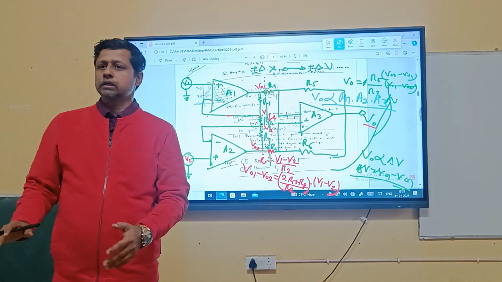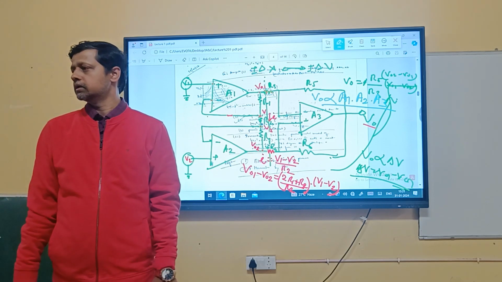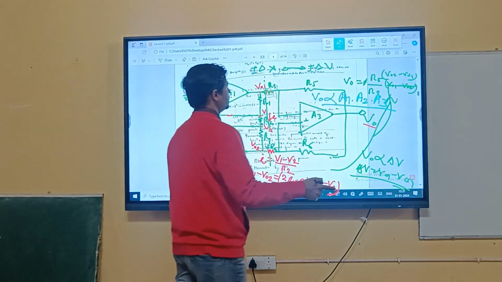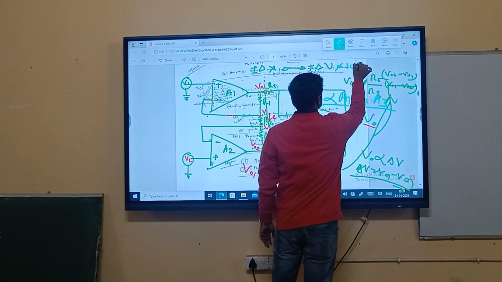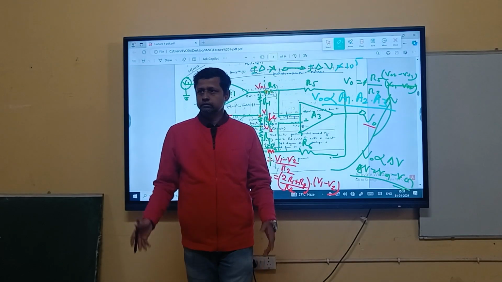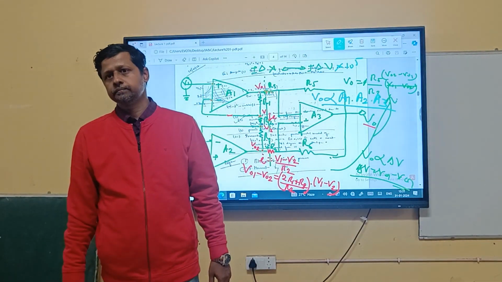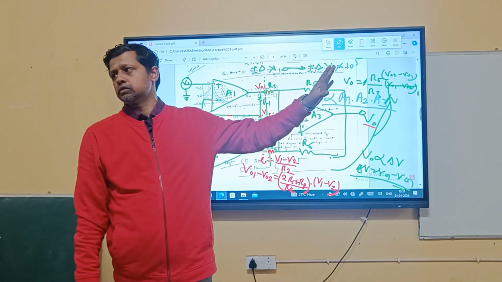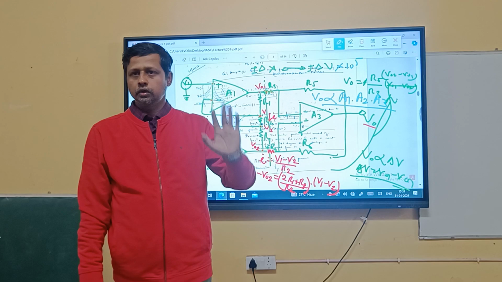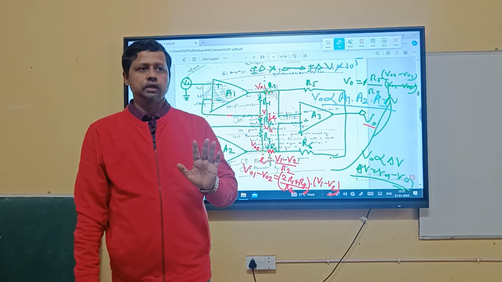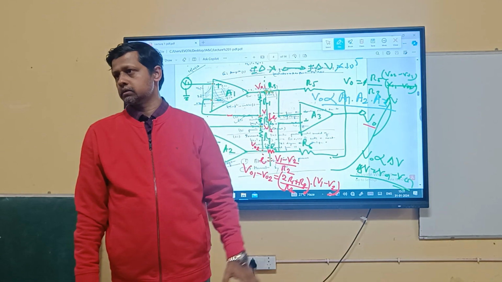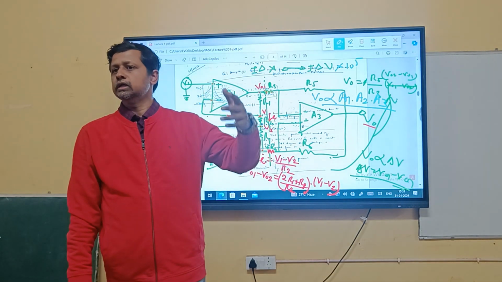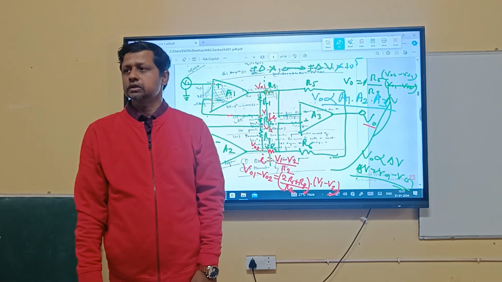Let's say A1 is 10, A2 is 10, A3 is 100. What will I get? 10 raised to 5 times the input value. What is my input? Delta V multiplied by 10 raised to 5. If it was earlier in the millivolt range, now it will reach tens of volts. A good enough signal to do the rest of my digital actions. Now you can convert it into a digital signal. If needed, I can modulate it and transmit it for hundreds of thousands of kilometers.